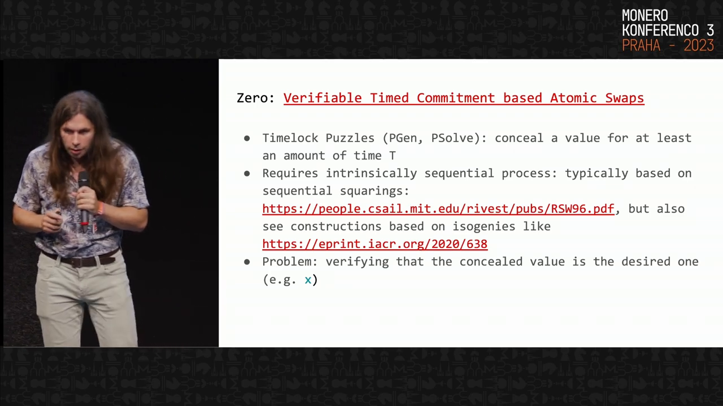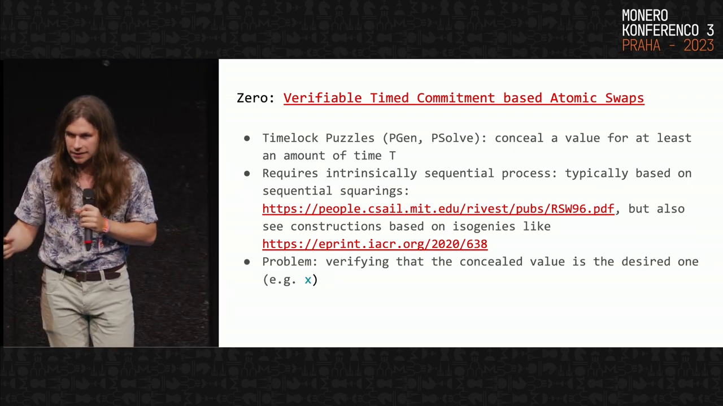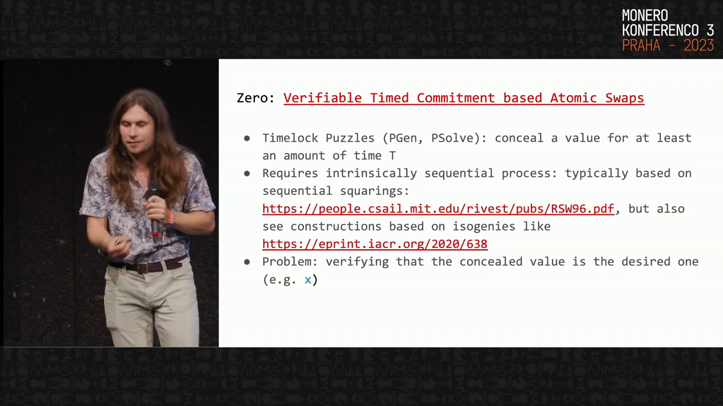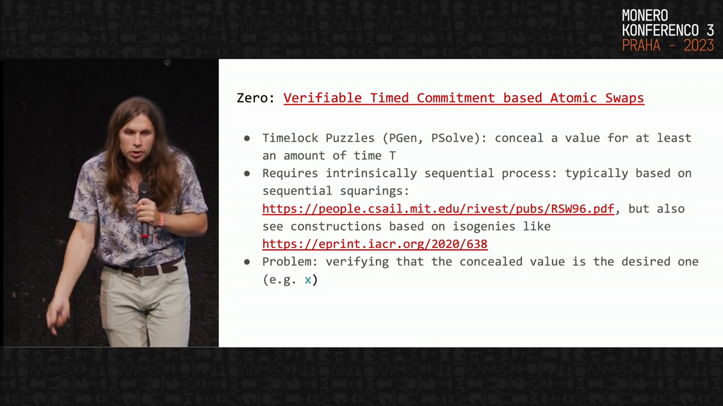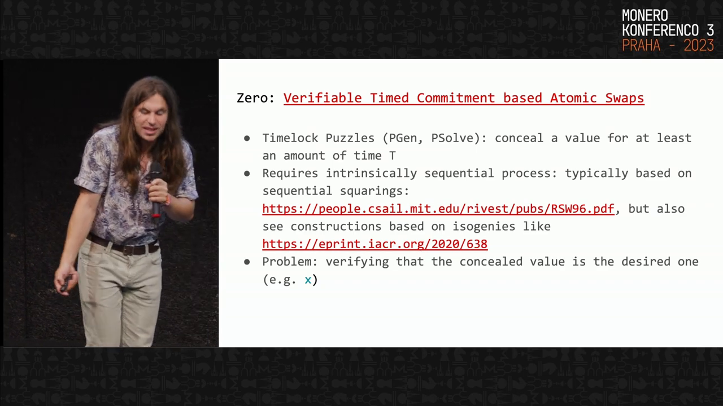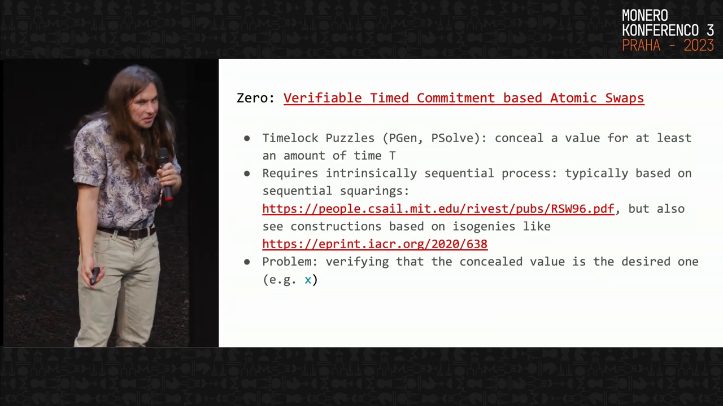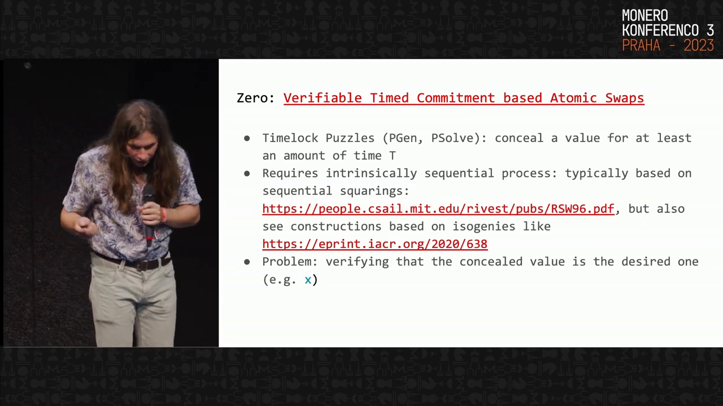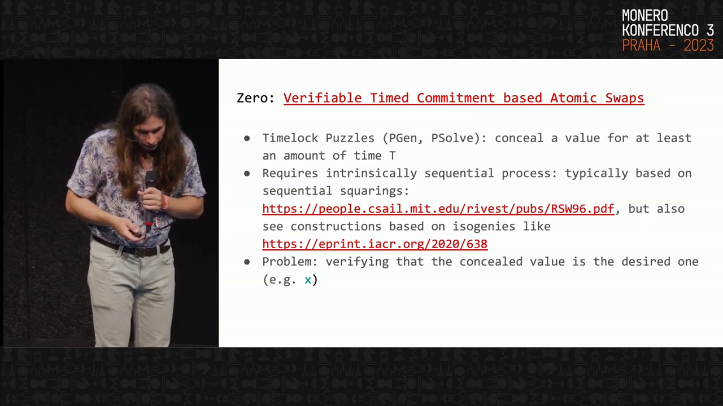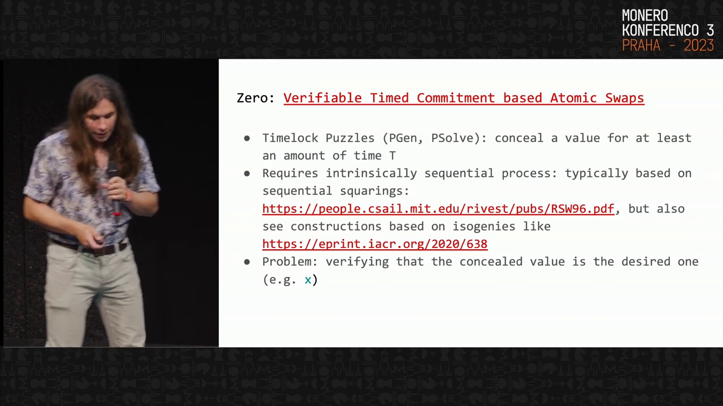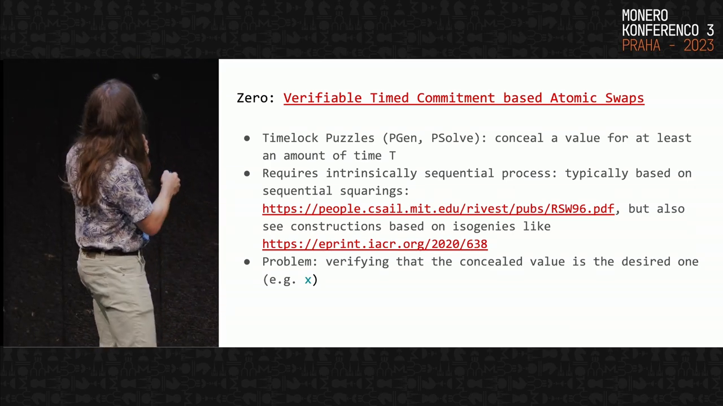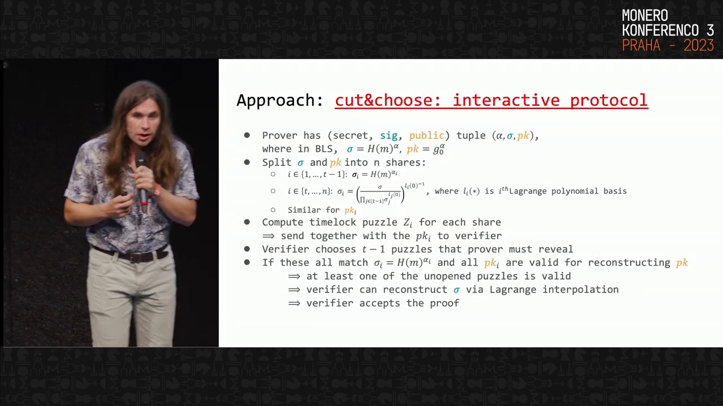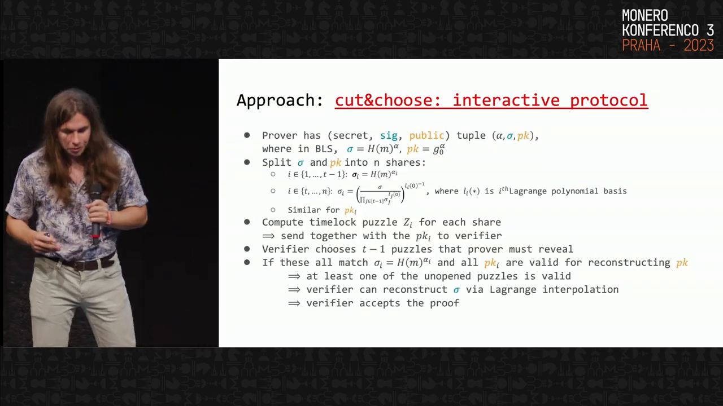Now, this still has a problem. You receive a time lock puzzle that you can hack away at. It's essentially like mining away at it, and eventually you get something out. But you don't know that this value that you get out is actually something that you want, which is not a nice situation to be in. You expect a cow and you get a dog. Right. So we have to verify that this concealed value is actually the one that we want, which is this private key value X. And an approach that we can use for this is a cut-and-choose protocol, which I really like.